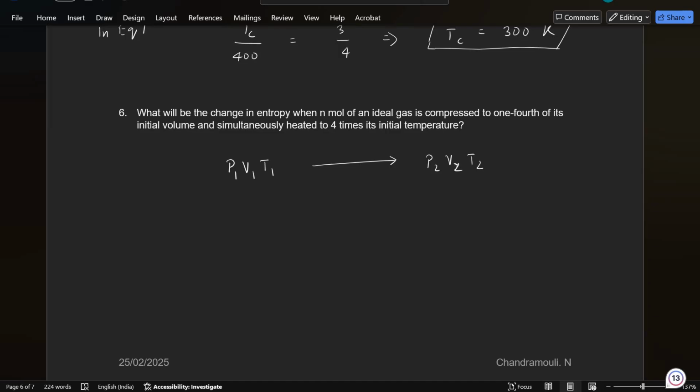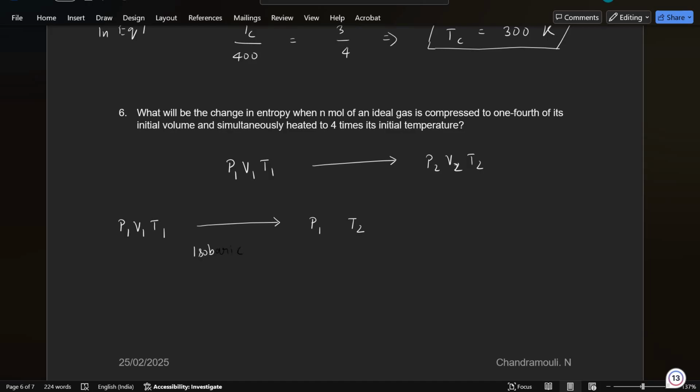So now what I'm going to do is divide this into two processes, starting from P1, V1, T1. I'll first use an isobaric path where I keep the pressure constant, and then I'll change the temperature to T2. Fine. Let's do this.